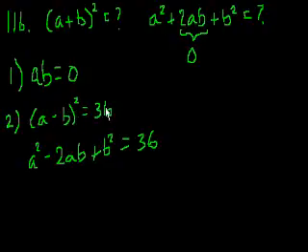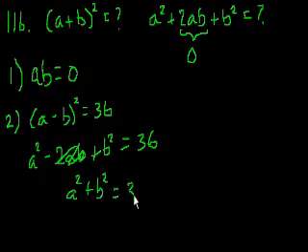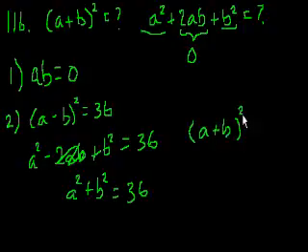But if you use them together, you expand out statement 2, you get this. Now, if we also take in statement 1 and we say, oh, ab is equal to 0, then that term is equal to 0. And we're left with a squared plus b squared is equal to 36. And if a squared plus b squared is equal to 36, then we know that a plus b squared is also equal to 36, right? So both statements together are sufficient.